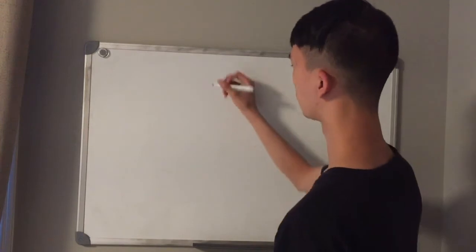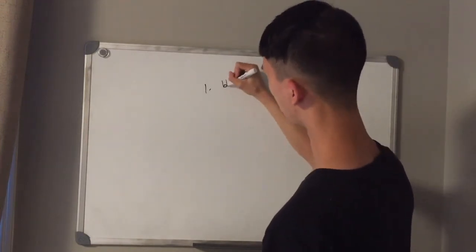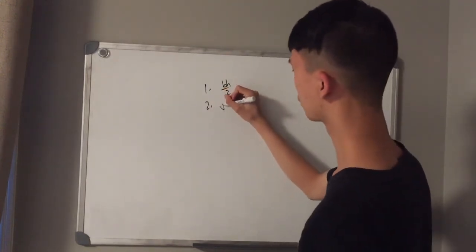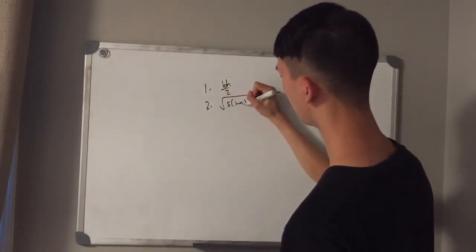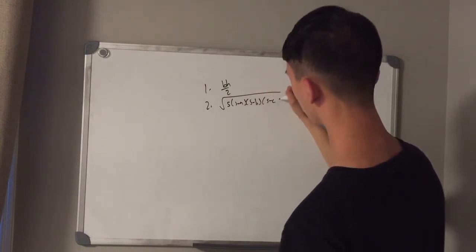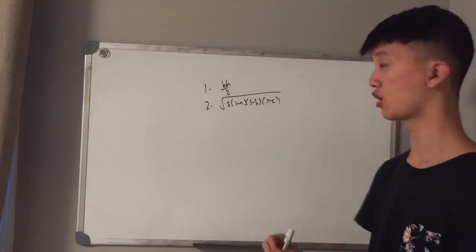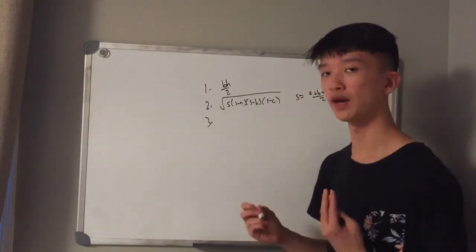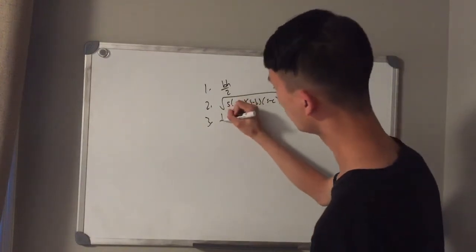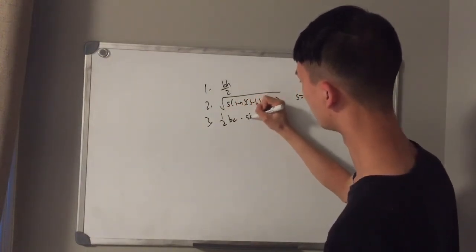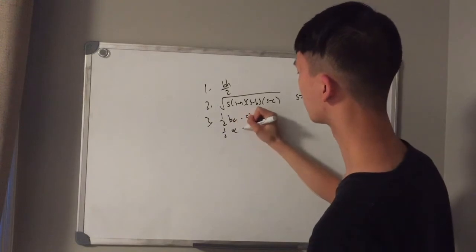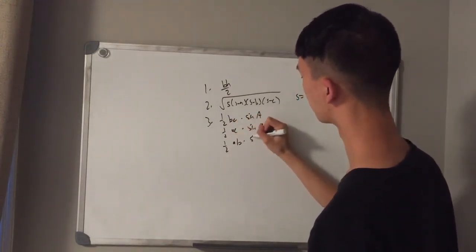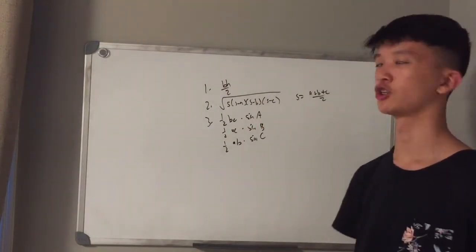So the first way is probably the way you use the most often, which is base times height over 2. The second way is using Heron's formula, which you might know as the square root of s times s minus a times s minus b times s minus c, where s is the semiperimeter of a triangle, so s is equal to a plus b plus c over 2. And the third way is to use a sine, so either 1 over 2 bc times the sine of A, or 1 over 2 ac times the sine of B, or 1 over 2 ab times the sine of C. All three of these are really just the same formula.